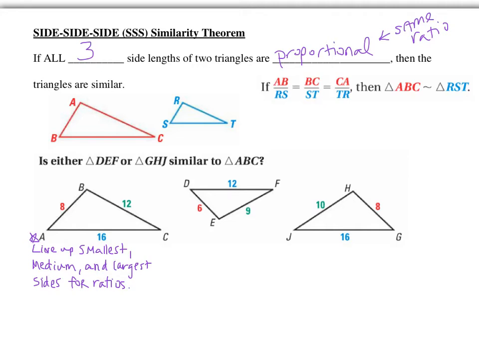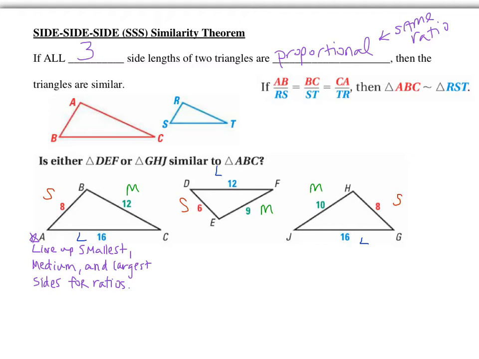And if you notice, they're color-coded on mine, but on your own paper, you're not going to be able to see that. So the smallest is right here with my 8. In this triangle, the smallest is my 6. In the last triangle, my smallest is my red, the 8. Then the largest is my 16, the 12, and the 16 again. Then our medium is the 12, the 9, and the 10. So when we set up our ratios, we're going to be using those the same way.